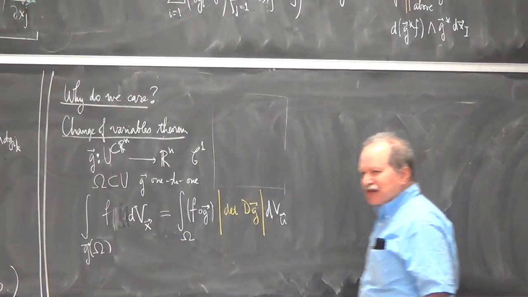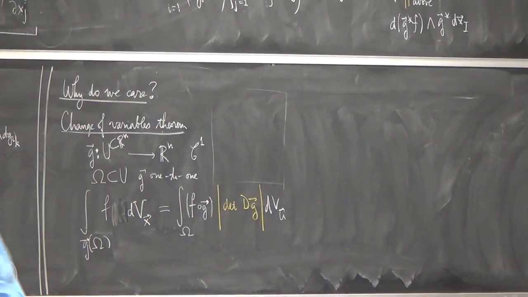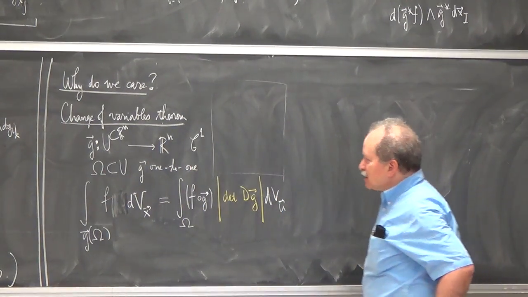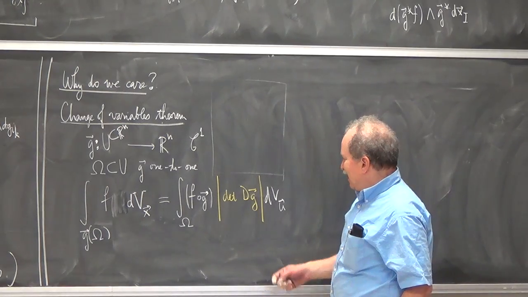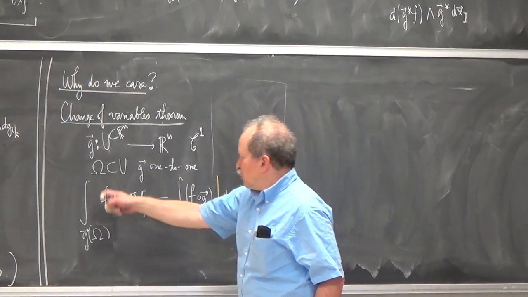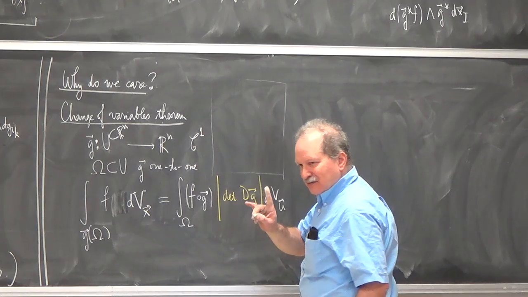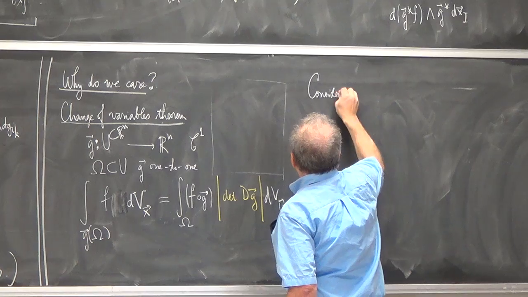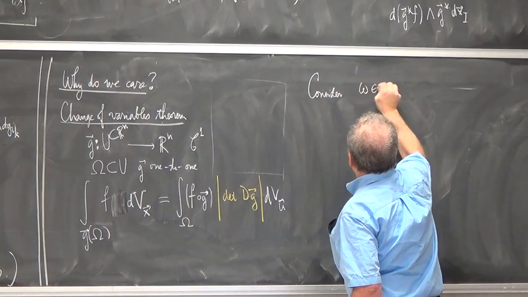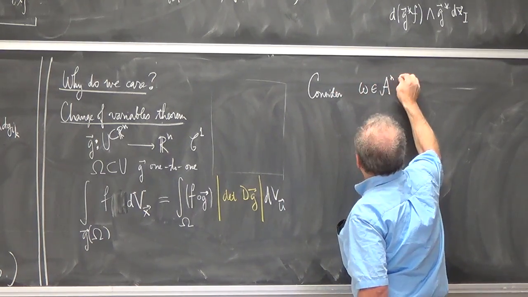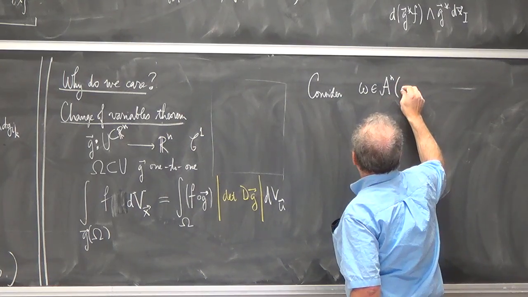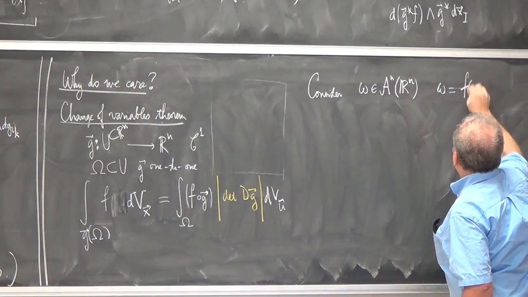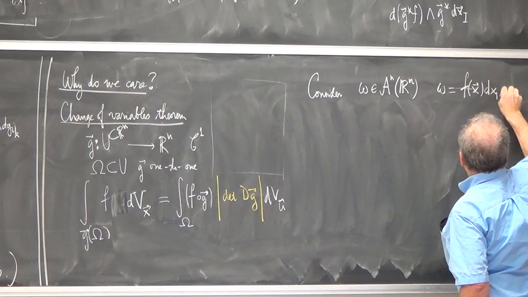Now this, at this point, should be reminding you of what we've been doing. I think I talked about this yesterday briefly, or Friday, I don't remember which one. If you formally take the n form on Rn given by f of x dx1 wedge dxn.